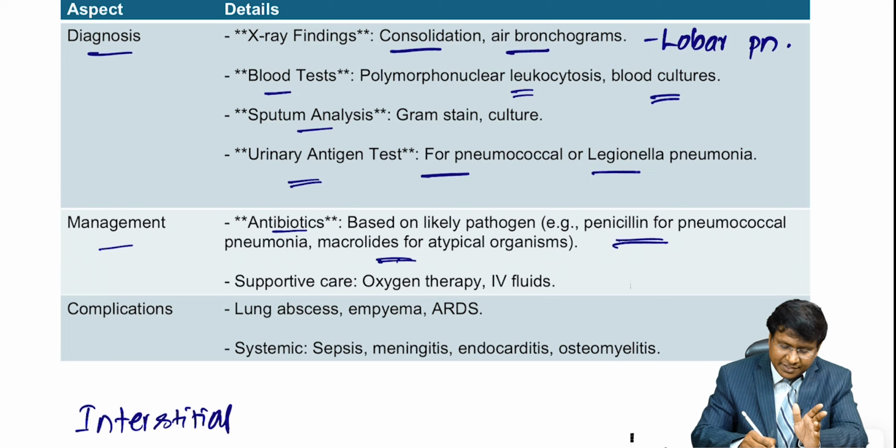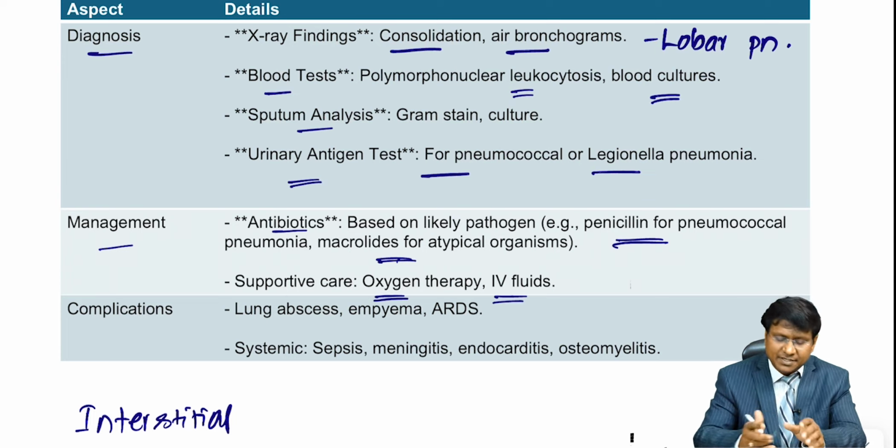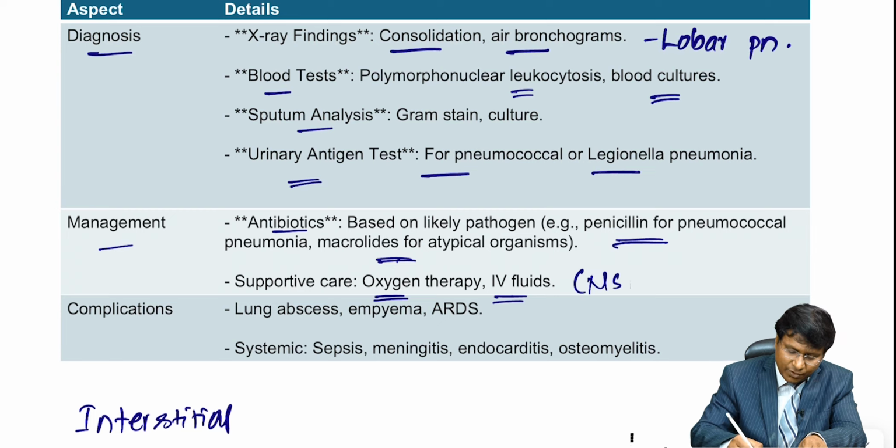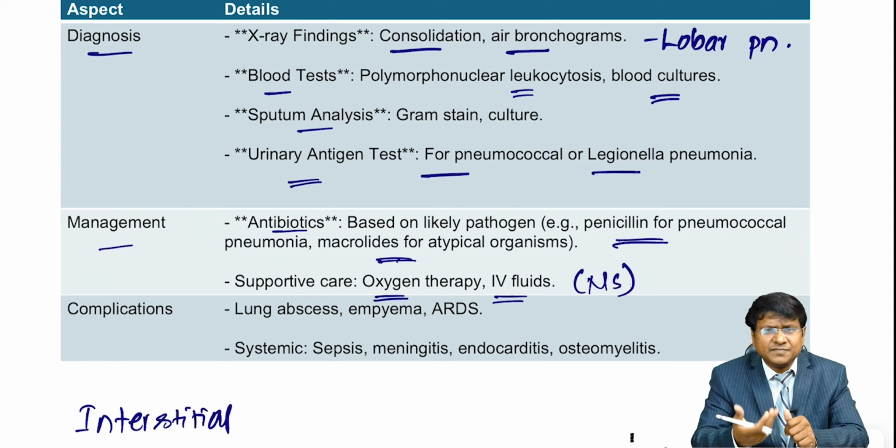So what is that supportive therapy? That is the oxygen therapy and as well as the IV fluids. And the IV fluids that we give are in the form of normal saline. But because of severe form of pneumonia, if the individual goes into hypoglycemia, you need to give dextrose solution.